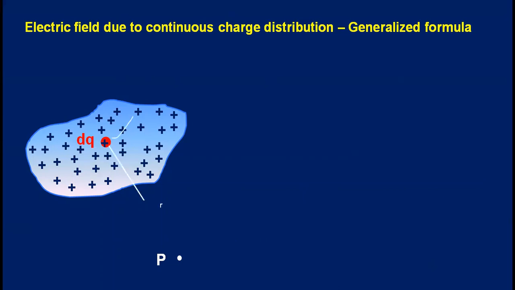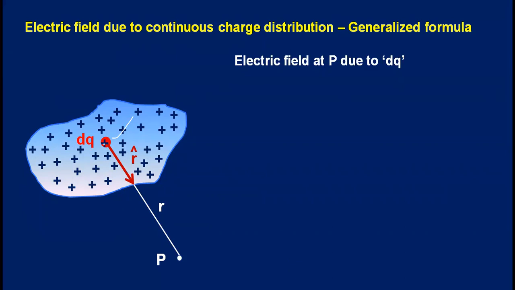Okay. Firstly, let r be the distance of the reference point from the charge element. And let r cap be the unit vector which is directed from the charge element, which is going to act as a point charge here. So let r cap be the unit vector directed from the charge element towards the reference point. So electric field at P due to dq. Since dq is a point charge, I can very well use the point charge formula what I showed you in the first slide of this video session.